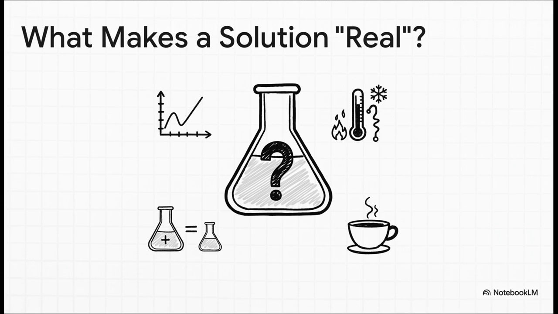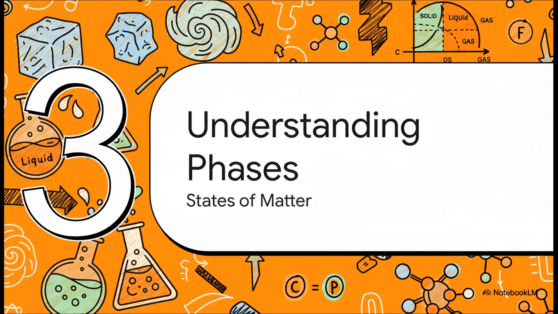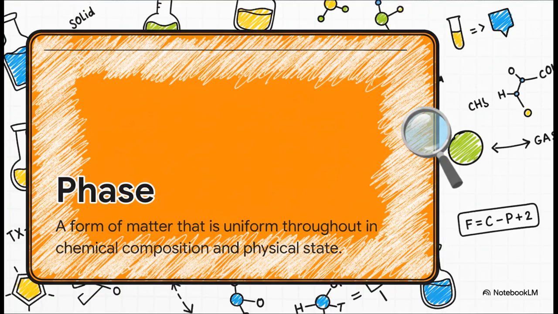Now, to really wrap our heads around all of this, we need to zoom out a little. There's a bigger concept that connects everything from a simple mixture to the states of matter themselves, and that concept is the idea of a phase. A phase is really just any part of a system that is the same all the way through, both chemically and physically. So, a glass of liquid water, that's one phase. But if you drop some ice cubes in it, you now have two distinct phases.